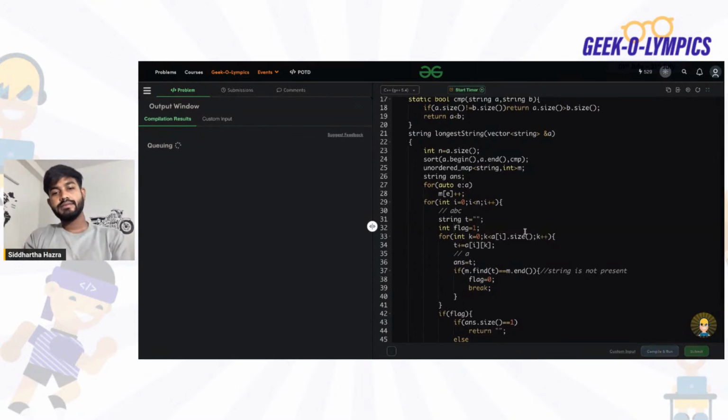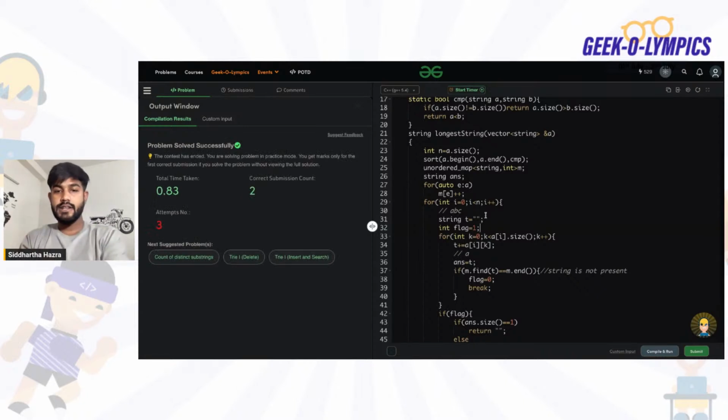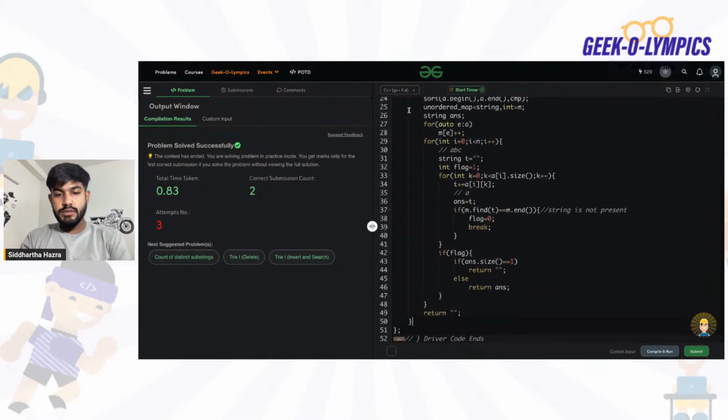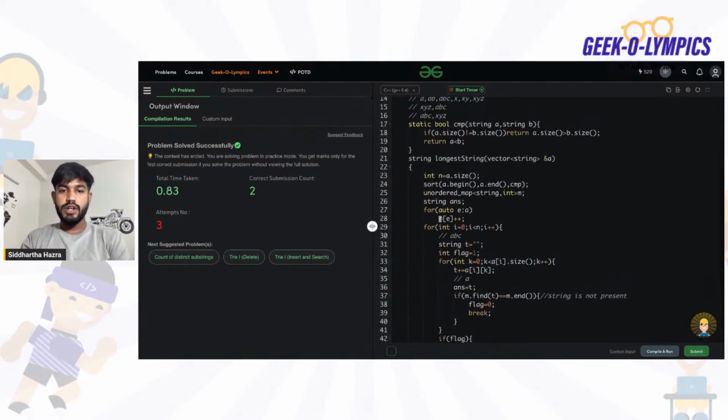This is working, and I got an AC. Okay, I would just send you the solution. Just mention the line number at which you were not able to understand.